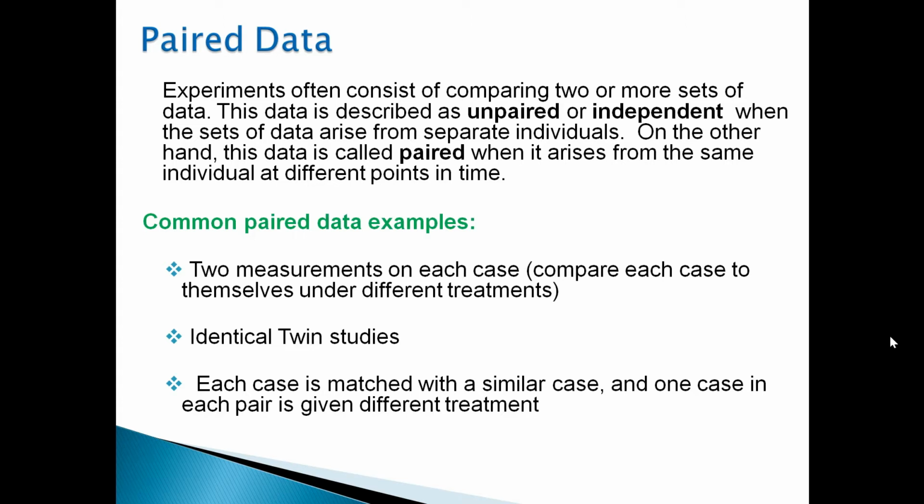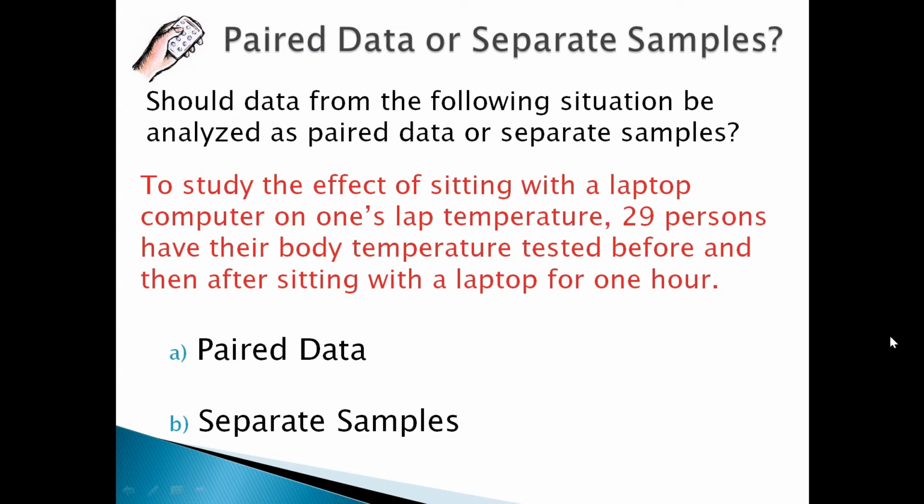For the next couple of slides, I will show you a couple of scenarios, and each time you need to tell me if this is a paired data experiment or not. To study the effect of sitting with a laptop computer on one's lap temperature, 29 persons have their body temperature tested before and after sitting with a laptop for an hour. In this experiment, each case went through both treatments, so this would be considered a paired data experiment.